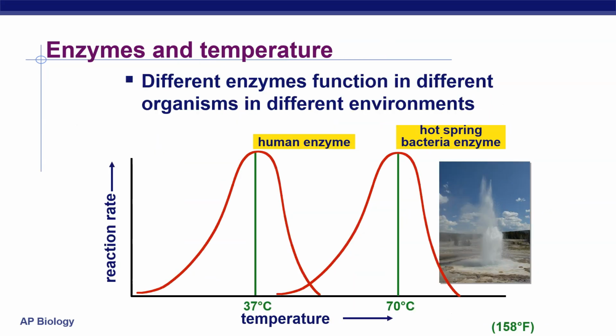Now, different enzymes function in different environments because of fitness. Every organism has a different fitness relative to its environment, and certain organisms like humans, we have enzymes that work great at 37 degrees Celsius. Meanwhile, bacteria that live in hot springs like geysers, it's not normal. So 37 degrees is pretty cold for them. 70 degrees Celsius, which is 30 degrees shy of boiling, is pretty normal for them. So they're going to have enzymes that work great around those conditions.